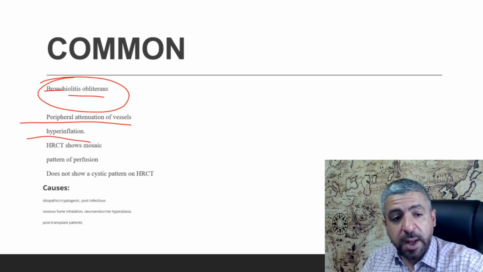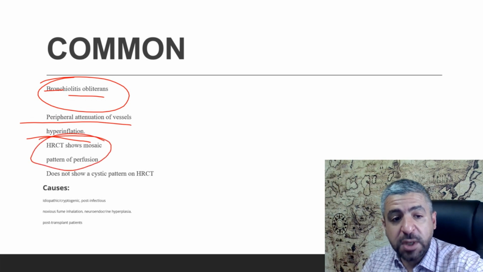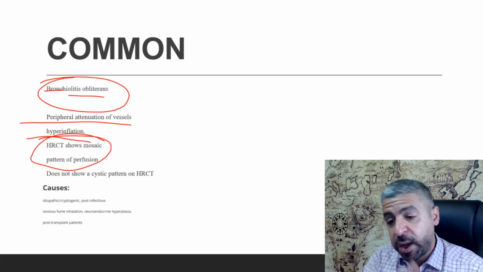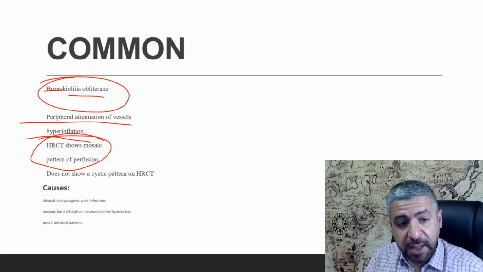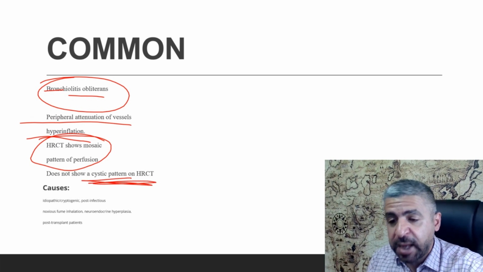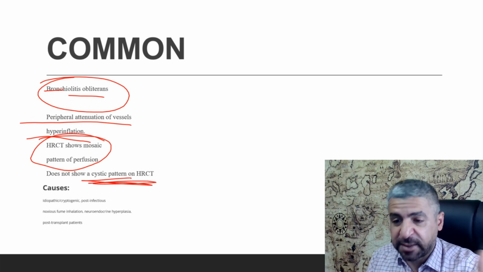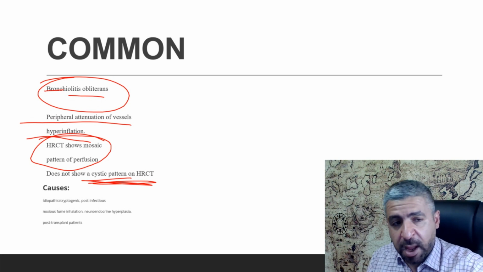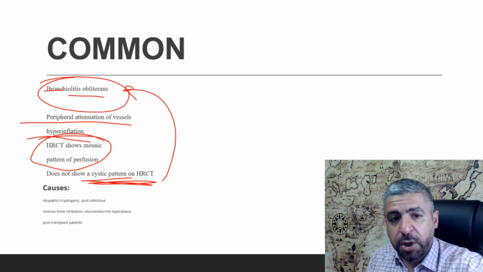So what will happen is that there is a peripheral attenuation of the vessels, resulting in hyperinflation. However, when you do an HRCT, it will show a mosaic pattern of perfusion. Areas are perfused well, other areas are perfused badly, and you will not see a cystic pattern on HRCT. You will see it only in the chest X-ray. You do the CT scan and there is nothing there. So this is a possibility of bronchiolitis obliterans.